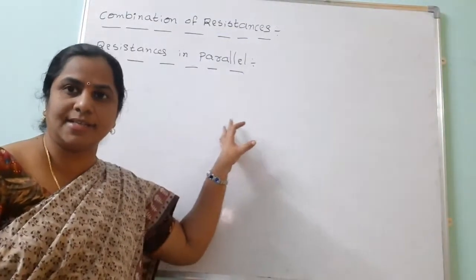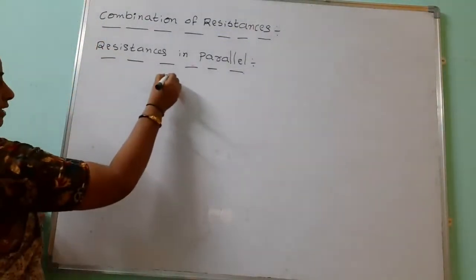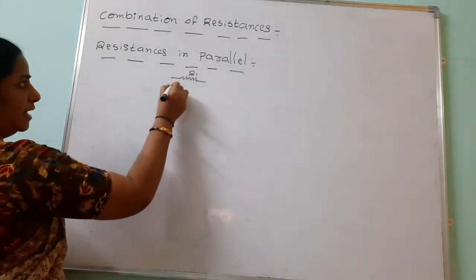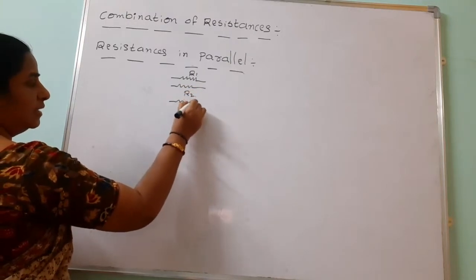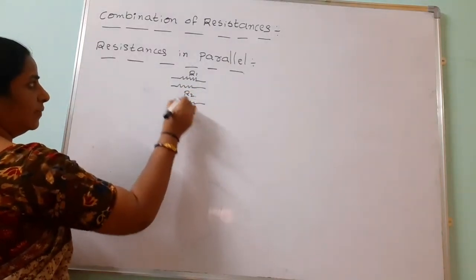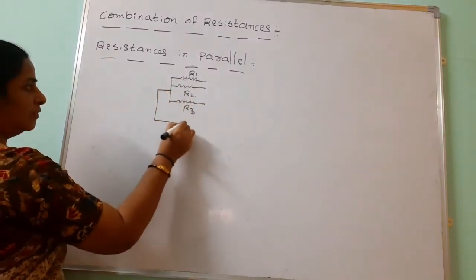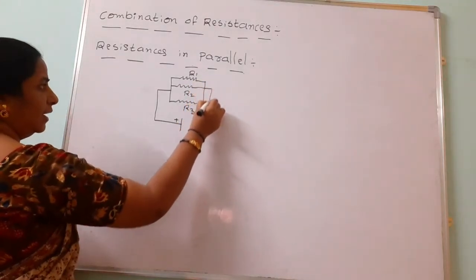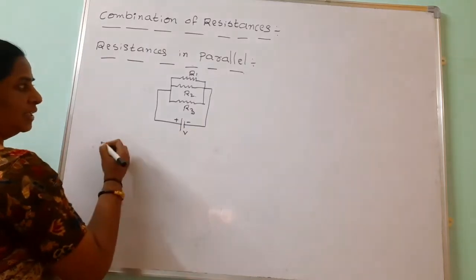Now the resistances in parallel combination. How are we giving the parallel combination? We are taking 3 resistors. First one resistance is R1, second one resistance is R2, then third resistance is R3. All first ends we are connecting to one terminal of the battery, and all second ends to the other terminal of the battery. Here we consider the potential to be V.